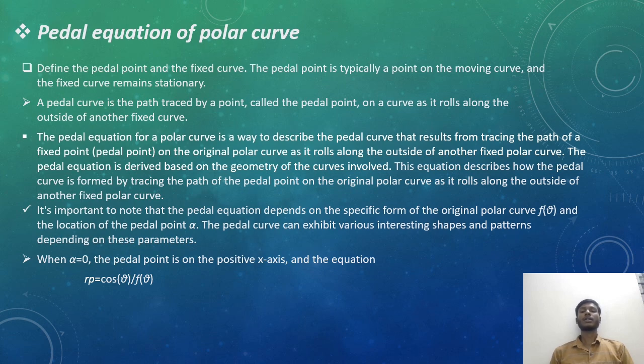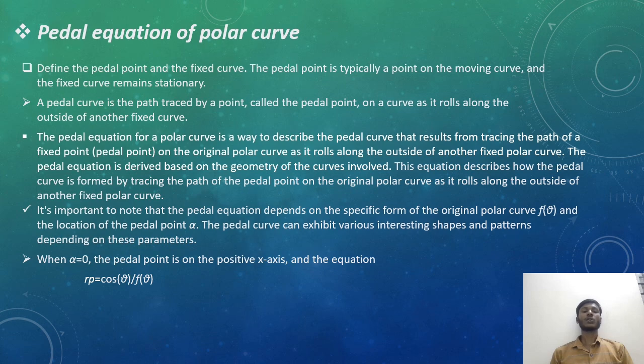The equation describes how the pedal curve is found by tracing the path of the pedal point on the original polar curve as it rolls along the outside of another fixed polar curve. It is important to note that the pedal equation depends on the specific form of the original polar curve f of theta and the location of the pedal point alpha. The pedal curve can exhibit various interesting shapes and patterns depending on these parameters.